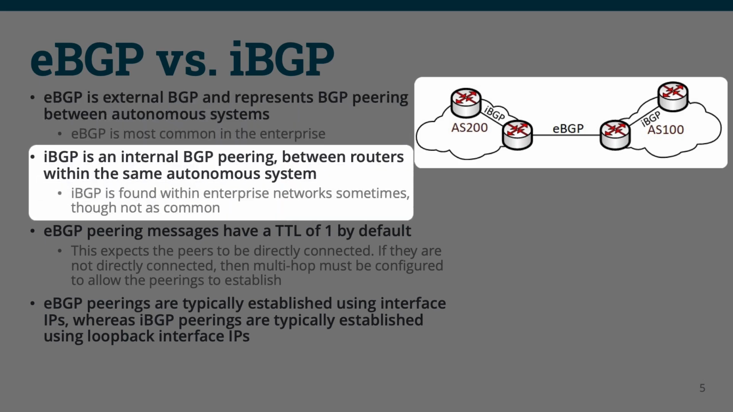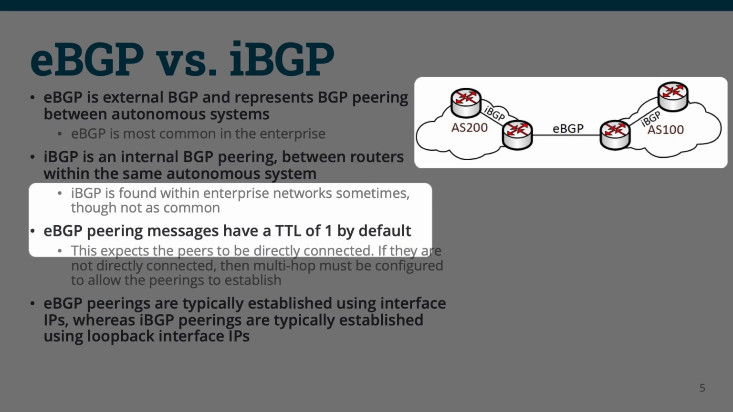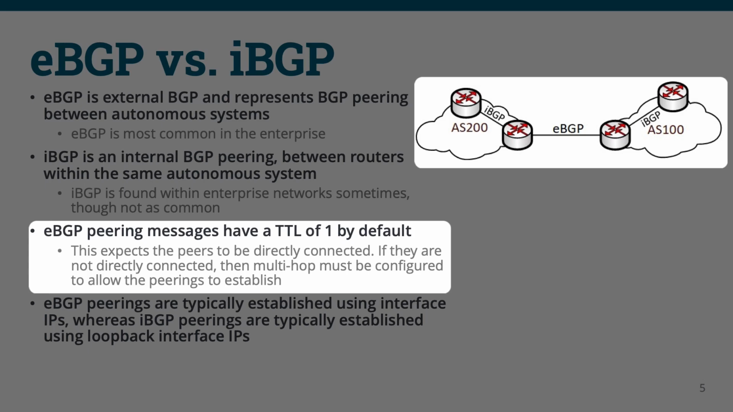What defines an iBGP peering, though, is when the autonomous system numbers of the two routers peering together are the same. That is the only differentiating configuration between eBGP and iBGP. One of the important differences in functionality, though, is that eBGP messages have a TTL of 1 by default.